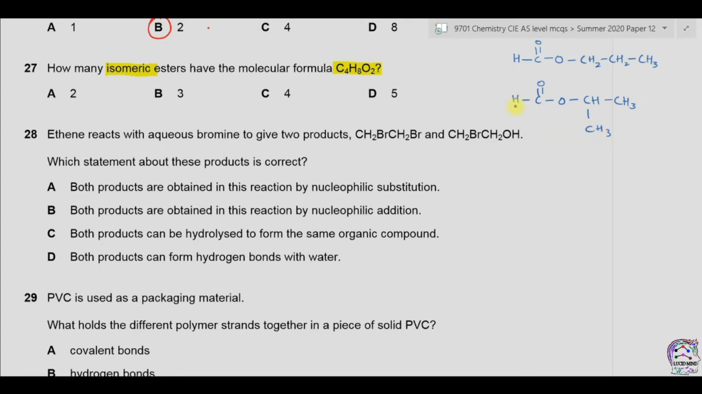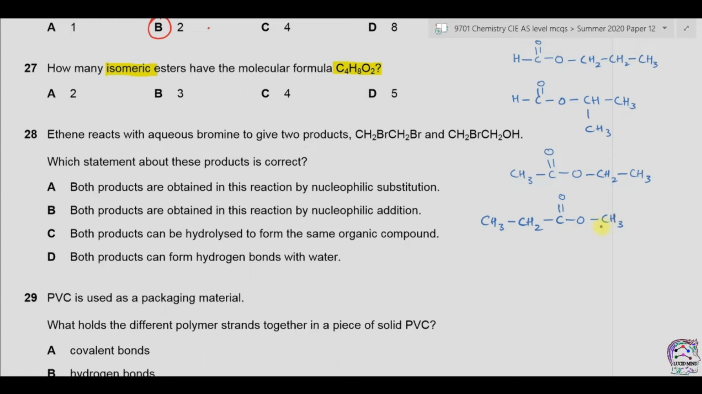In the third structure, we can put a carbon atom on this side. So we have CH3, C double bond O, O, CH2, CH3. We can change the number of carbon atoms on this side. Now, as we have one carbon atom, let's draw with 2 carbon atoms. We have CH3, CH2, C double bond O, O and CH3.